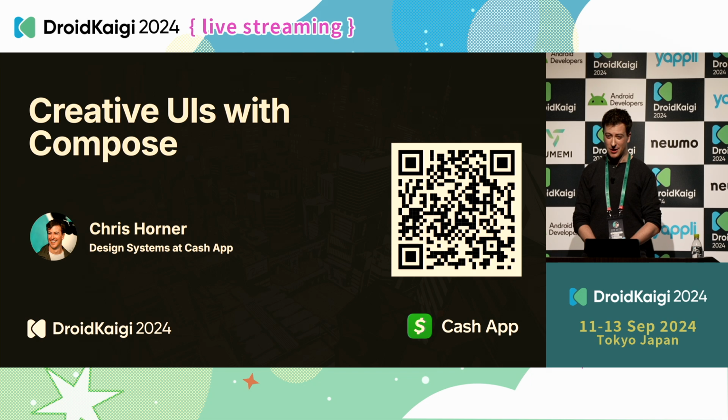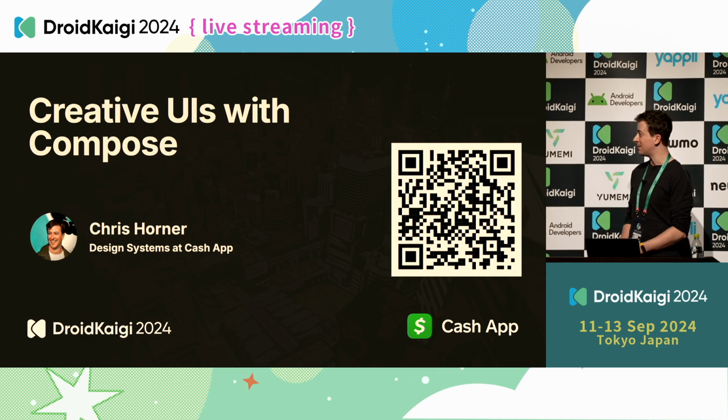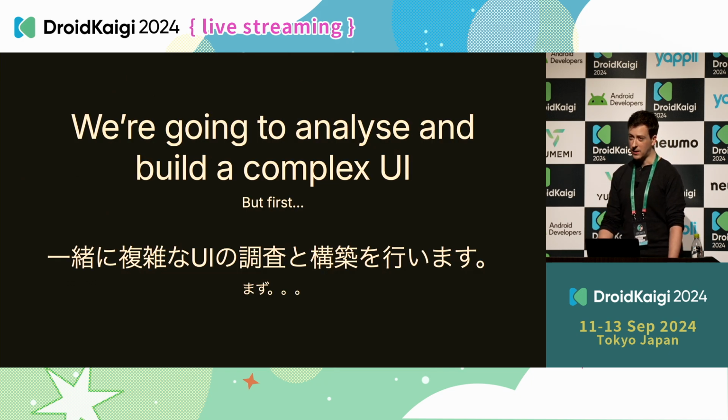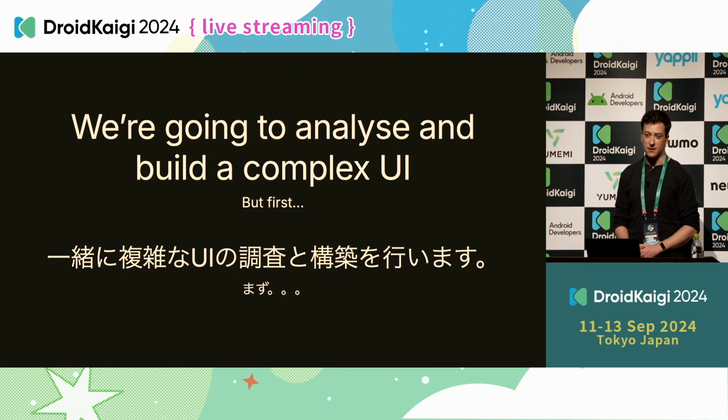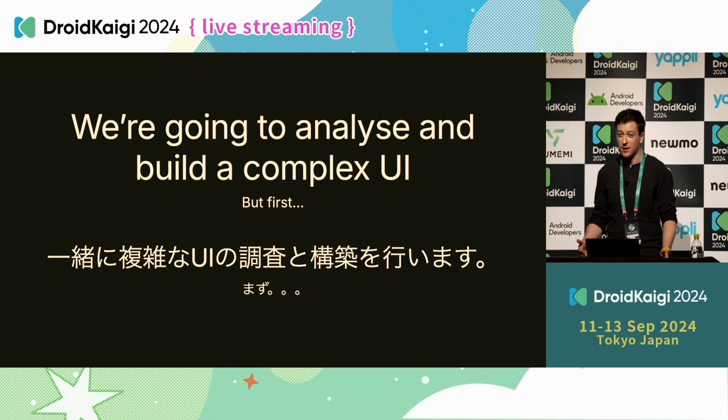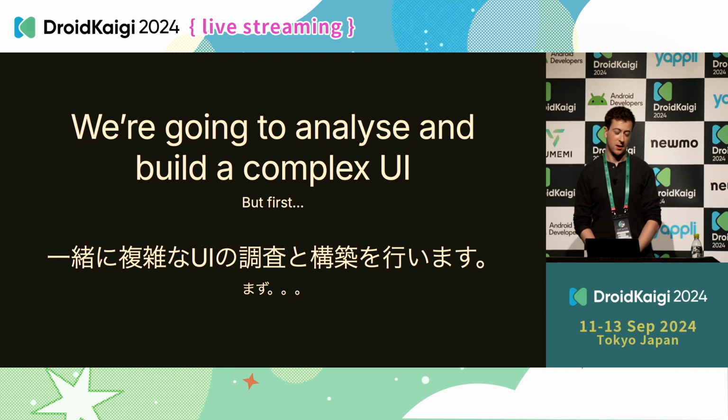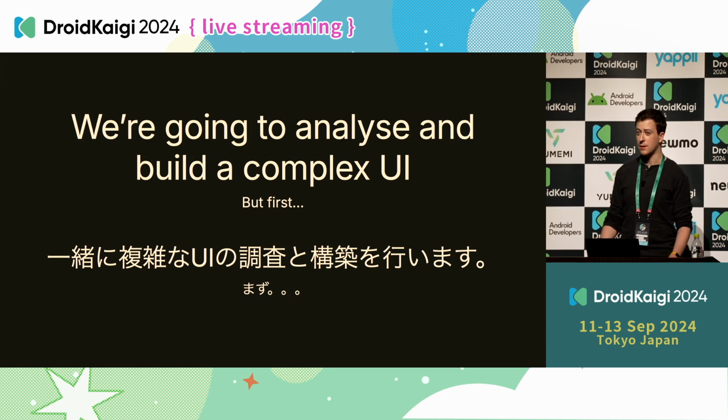I'm an Android developer working on the design systems team at Cash App. And today I want to talk about building creative UIs with Compose. To do that together, we're going to analyze and build what I think is a fairly complicated UI. But before we do that, I want to give some context as to why I'm giving this talk in the first place.